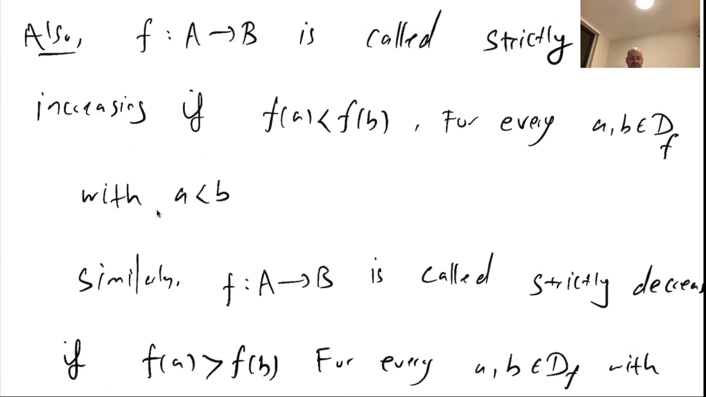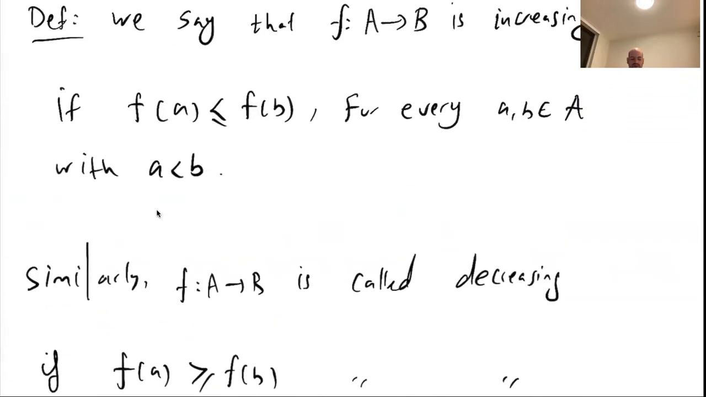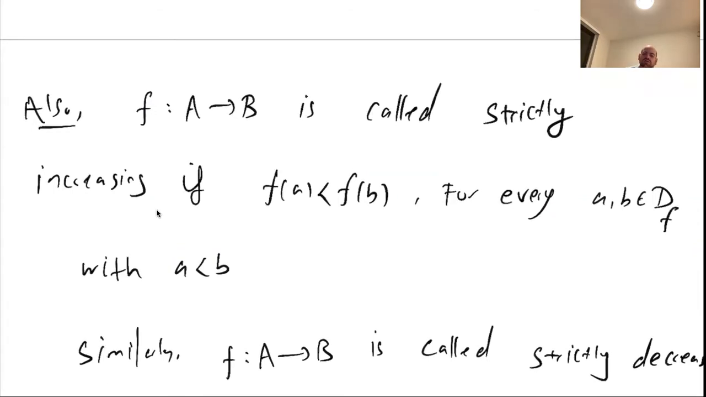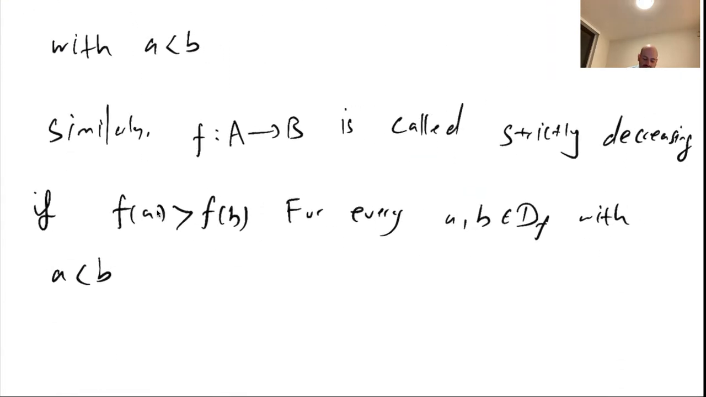So strictly increasing is similar to increasing, but in increasing we have f(a) less than or equal to f(b). This time we have f(a) less than f(b). So the inequality must be strict in order to have strictly increasing, and similar definition for strictly decreasing.